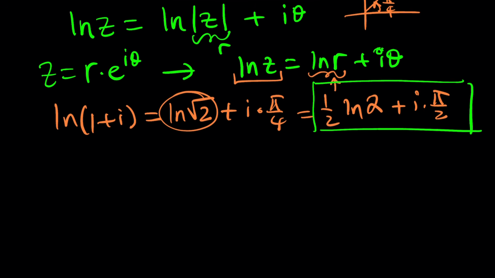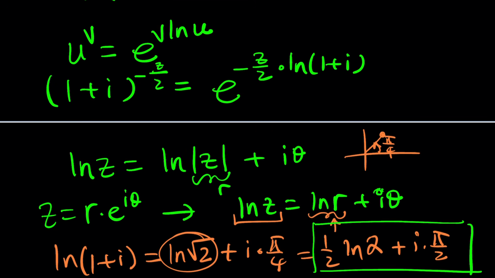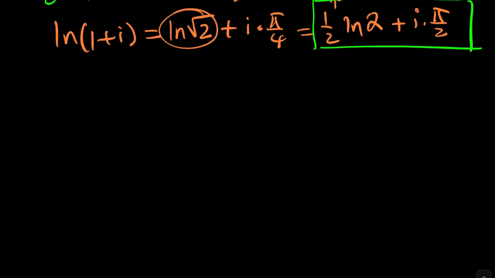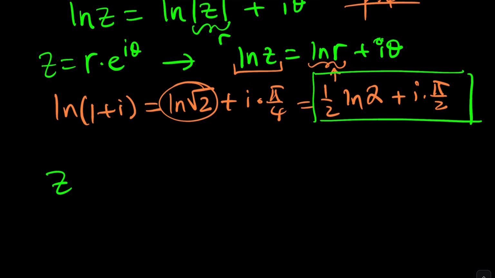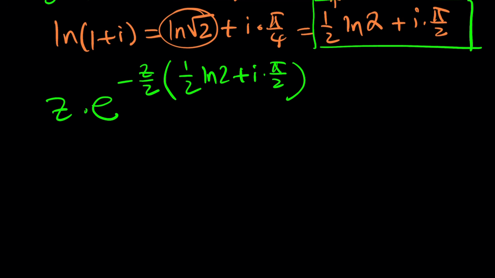Now, we got ln 1 plus i. We got everything we need, didn't we? Let's go ahead and put it all together. So now we had, last time, we had this one. So let's go ahead and start with that. z times 1 plus i to the power negative z over 2, which I wrote as e to the power negative z over 2 multiplied by ln 1 plus i, which is this 1/2 ln 2 plus i pi over 2. Now, by the way, you could leave it like ln 1 plus i if you wanted, and just work with that. That's perfectly fine. But I don't like that. That's why I'm going to turn it into this.